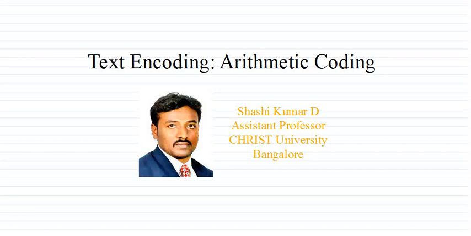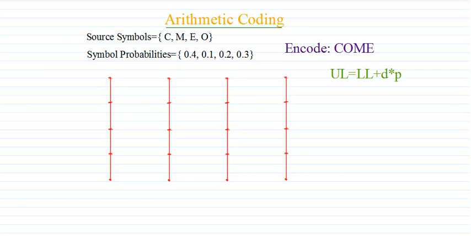Dear students, in this lecture we will understand how text encoding can be done using arithmetic coding. For that I am taking one example here. The source symbols are C, M, E, O and the symbol probabilities are 0.4, 0.1, 0.2, 0.3. Utilizing these source symbols and symbol probabilities, we have to encode the string COME, that is come. This string we have to encode using this information. For that, arithmetic coding follows some procedure.